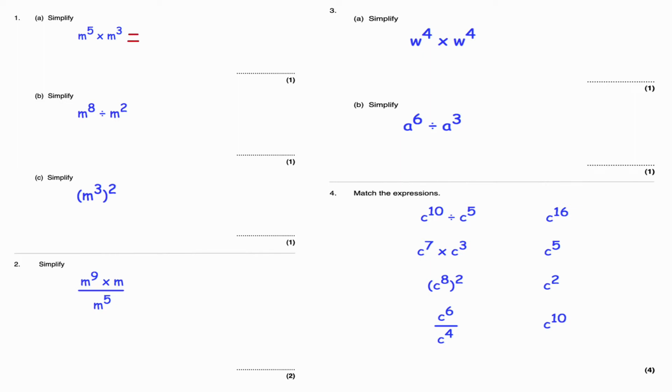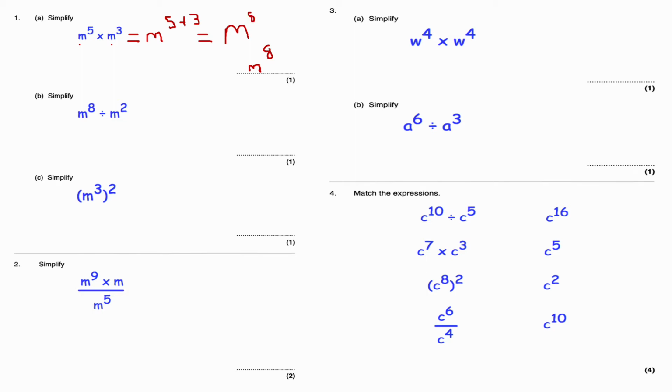If I have what we call the same bases, i.e. the same letters or the same numbers, multiplied together, I just add the powers. So 5 plus 3 is 8. The answer is m to the power of 8.